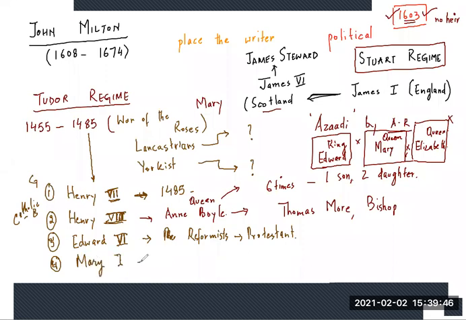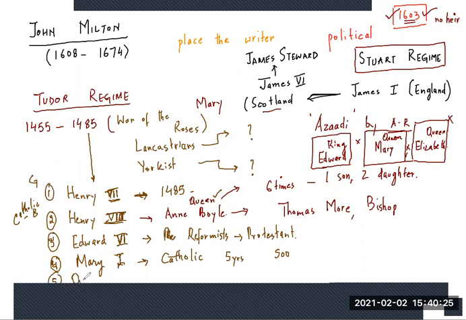Mary the First is a Catholic. She is the daughter of that queen, the marriage with whom was annulled, this queen. So she takes revenge for what her father had done to her mother. And what does she do? She gets all the Protestants killed. She murders around 500 people in her 5 years regime. She only rules for 5 years, but within that time, she murders around 500 Protestants and bishops.